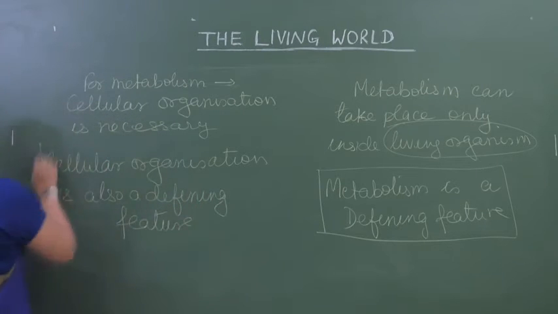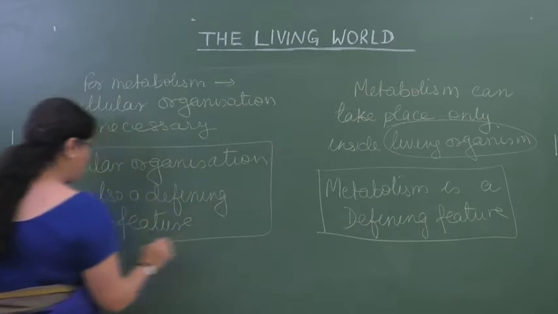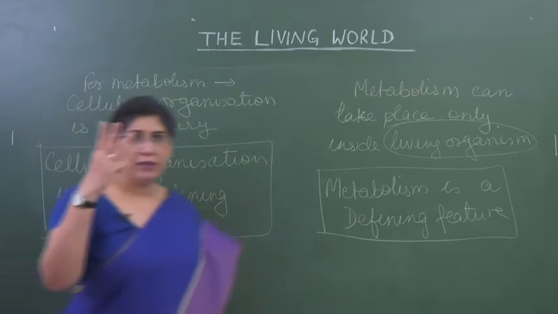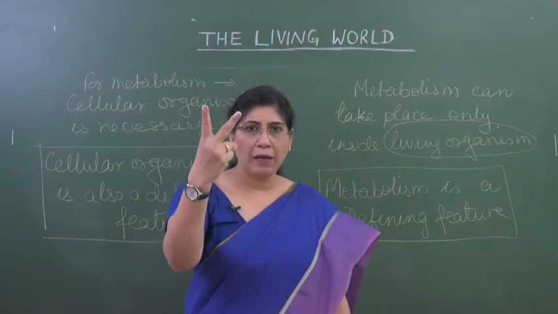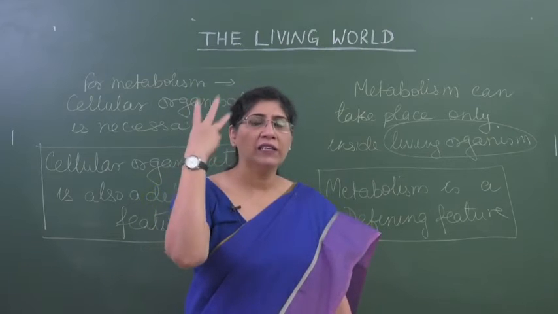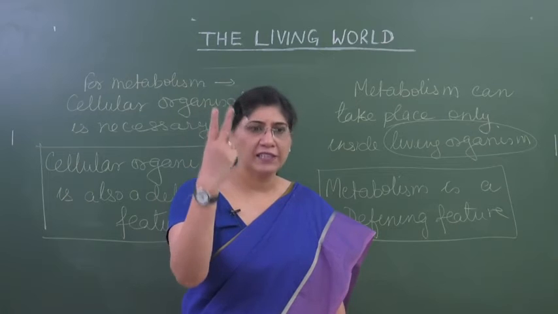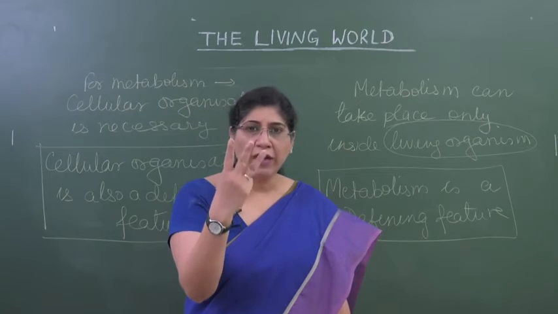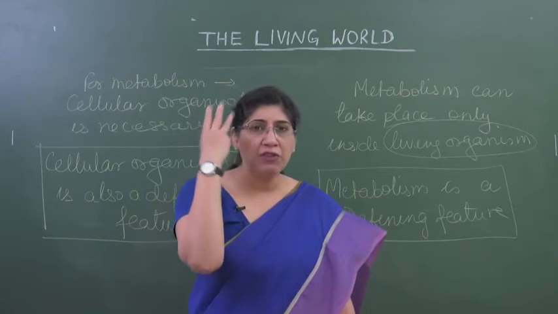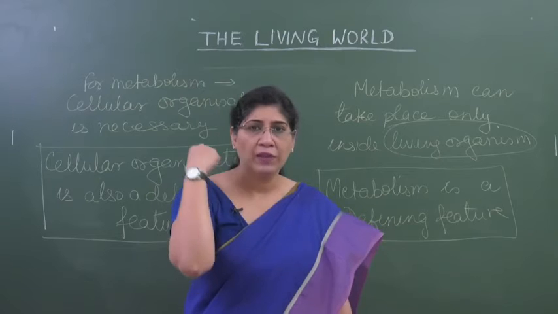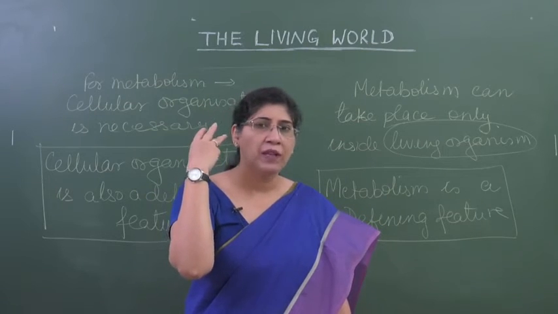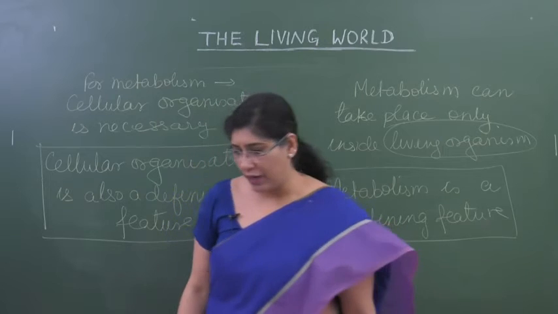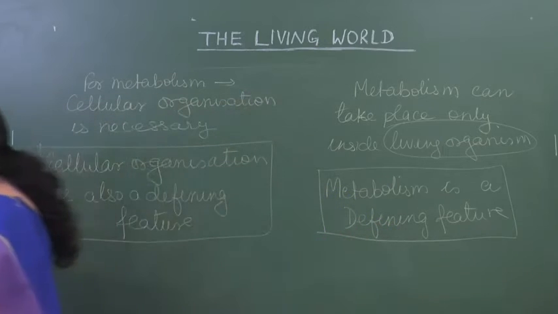So how many defining features have we found till now? 3. Intrinsic growth, metabolism and cellular organization. So for living organisms we have marked 3 defining features: intrinsic growth, metabolism and cellular organization. Quickly copy and we'll come to the last feature then.